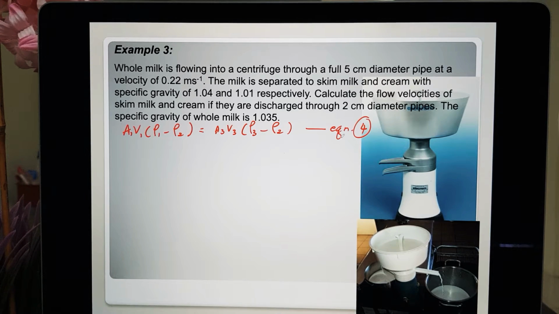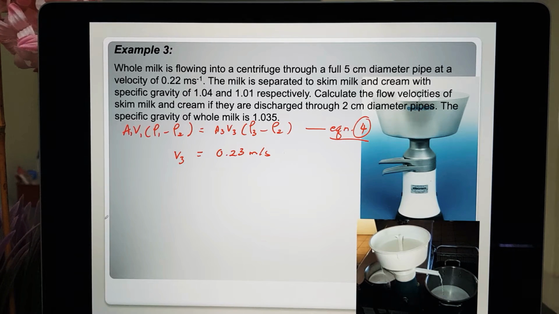From equation number 4, just now we have simplified: A1V1 (rho 1 minus rho 2) equals to A3V3 (rho 3 minus rho 2). So we have calculated all the values. A has been calculated. So this particular value, you need to put in all the values. I will just simplify to you. The value for V3 is meant for the cream. The answer should be 0.23 meter per second.